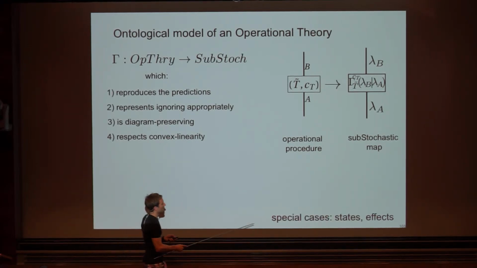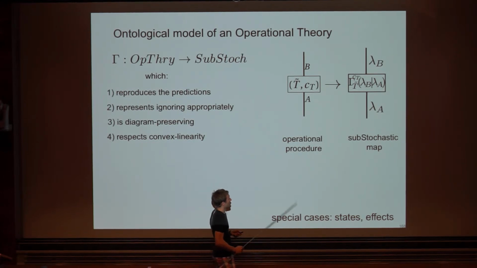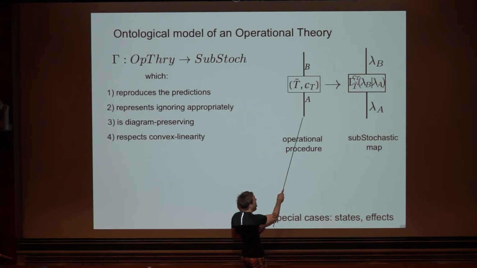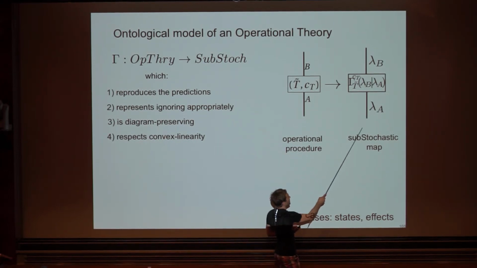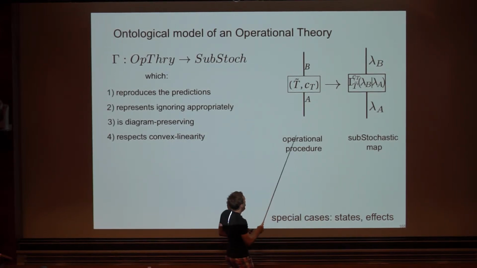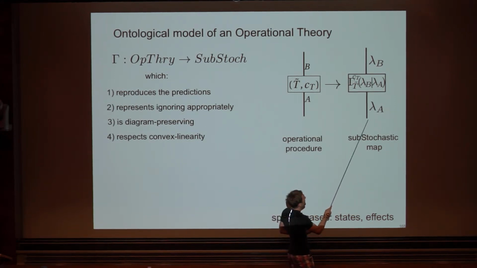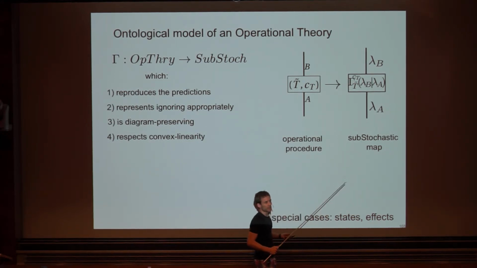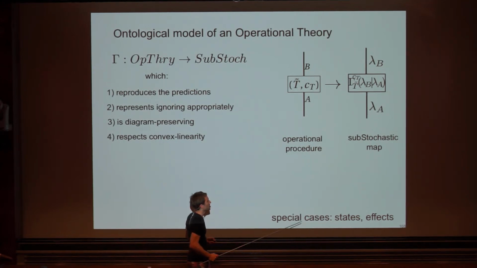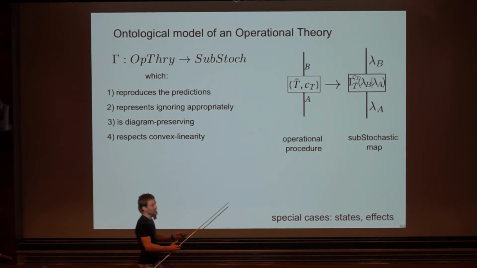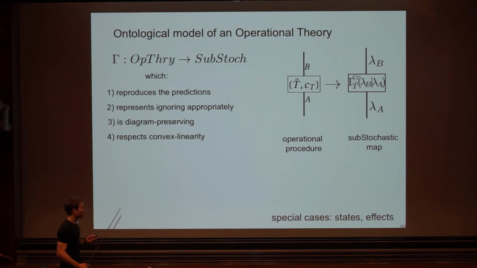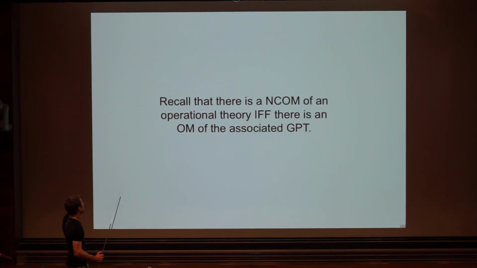I'll also note, as I mentioned before, that as special cases of these definitions, if you consider the case where there's no operational input, then by diagram preservation, there will be no substochastic input here. So you're mapping an operational state preparation procedure to a stochastic process with no input, which is to say just a probability distribution, which might be subnormalized. So we recover the case for states. We recover the states for effects similarly.